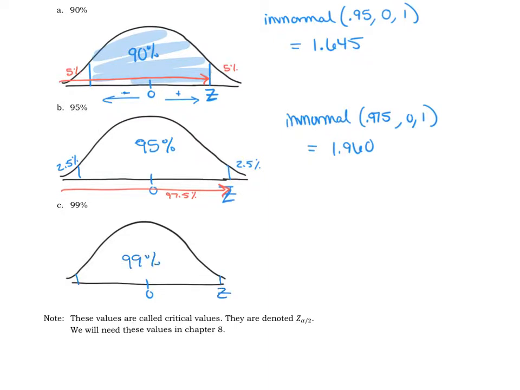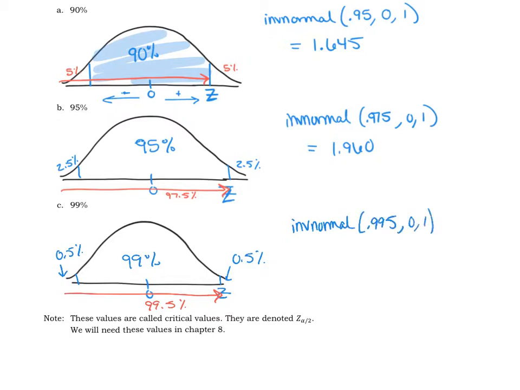Okay, and then last but not least, when we're going for 99% of the area, so we've got very little left over. Okay, that is leaving 1% of the area split between the right and the left. So that is 0.5% in each of those tails. So again, starting from the left all the way up here, that is 99.5% of the area. So going back to our inverse normal, 99.5, so 0.995, mean 0, standard deviation of 1, and we will get 2.576 as that z value.